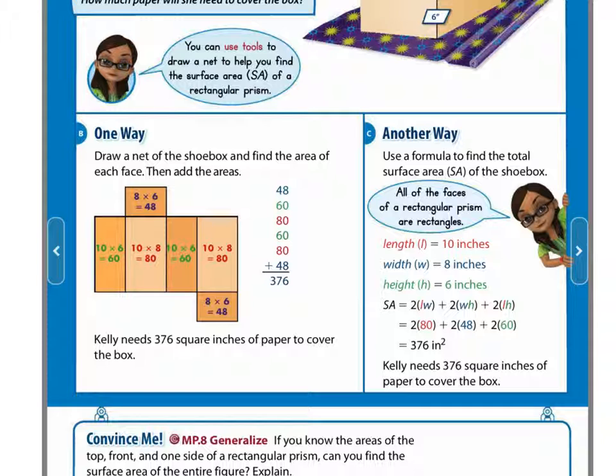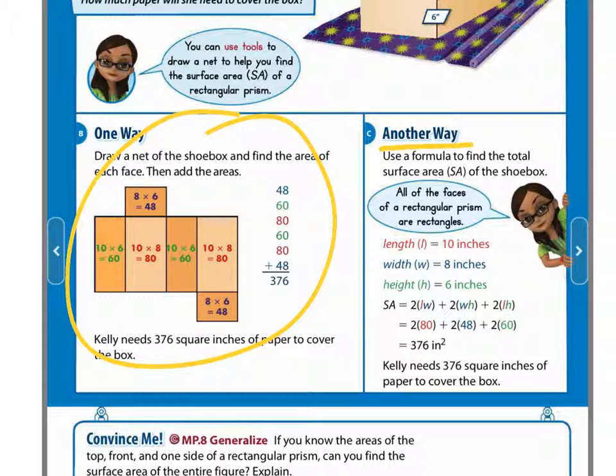As usual, there's more than one way to solve problems like this. The way that we just discussed is drawing a net and then finding the area of each different shape. Another way is to use a formula. For the surface area formula, we have to find the length, the width, and the height. So we would multiply 2 times the length times the width, and add that to 2 times the width times the height, and add that to 2 times the length times the height. If we do all of those things, then we're taking care of each and every part of the net.